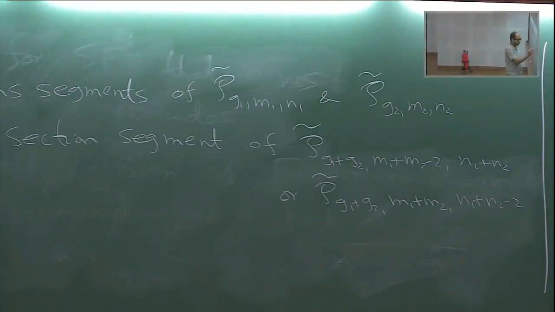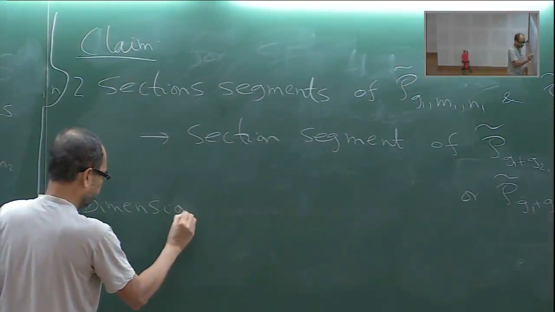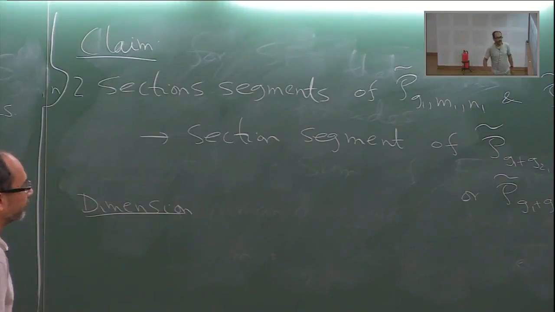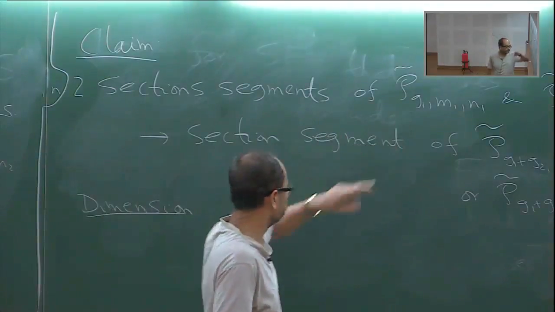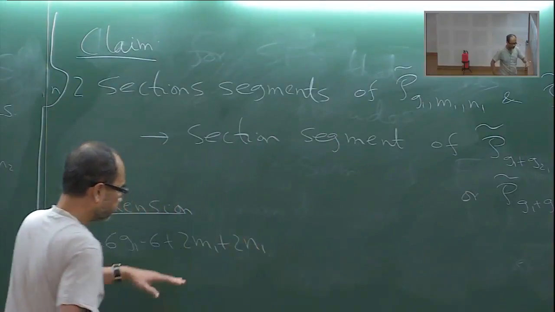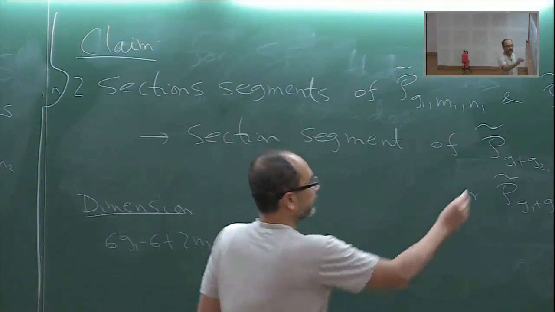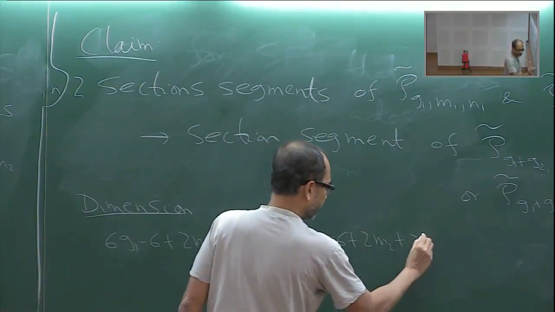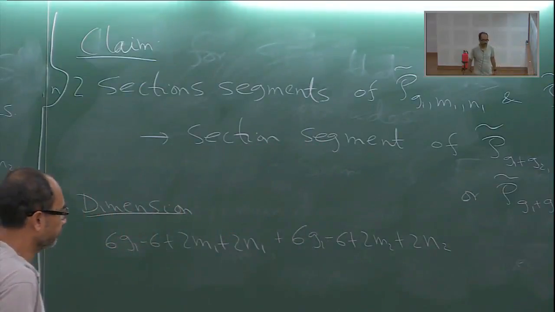But for this, let's count the dimensions. Because a section segment is not just a collection of points in P tilde GMN, it also comes with a very specific dimension, which is 6G minus 6 plus 2M plus 2N. So if you get a subspace which is either lower dimensional or higher dimensional, then you cannot call it a new section segment. So what is the dimension of the section segment? The original section segment of this one had 6G1 minus 6 plus 2M1 plus 2N1. This was the dimension of the section segment of this. The one of this is 6G2 minus 6 plus 2M2 plus 2N2.